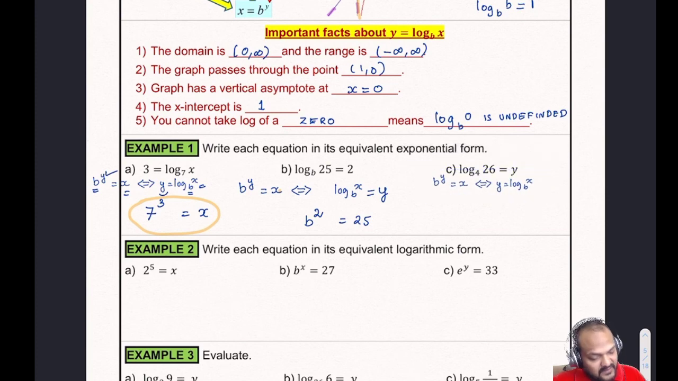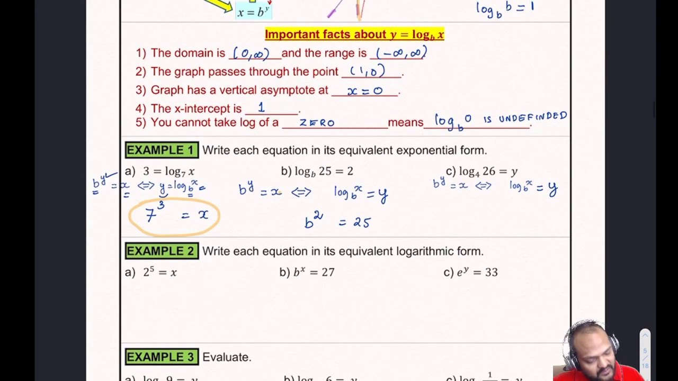just like we did earlier. This is going to be again y. So whenever you have log x base b equals y, it means b to the y is equal to x. So therefore here my base is 4 and the power is y, and the value, which is x, is equal to 26. So these are the equivalent forms of all of these, right?